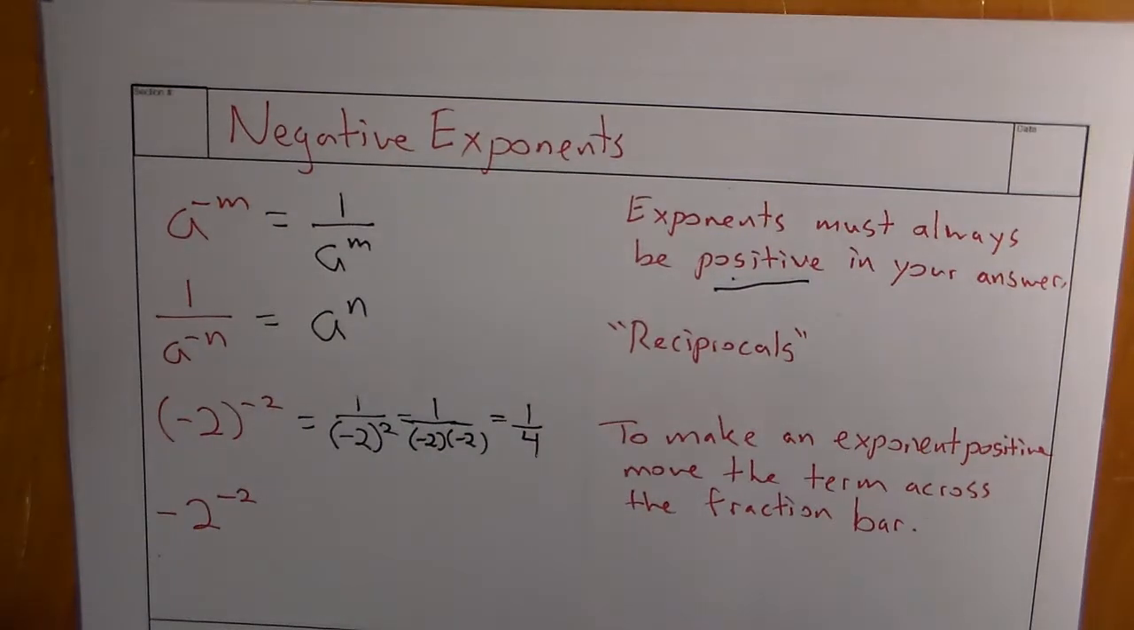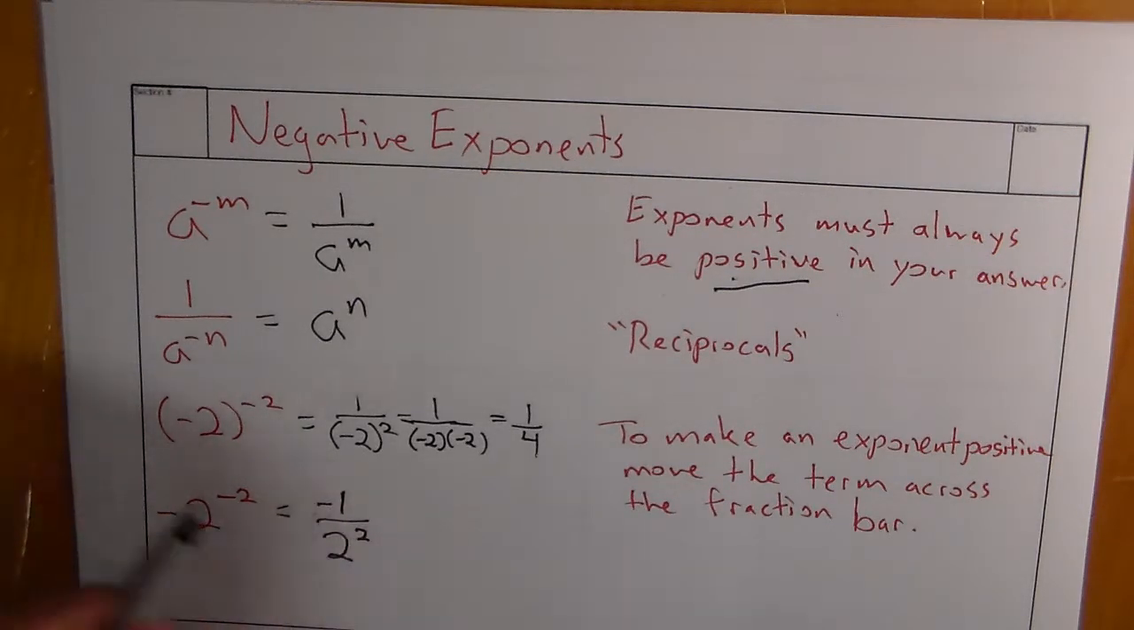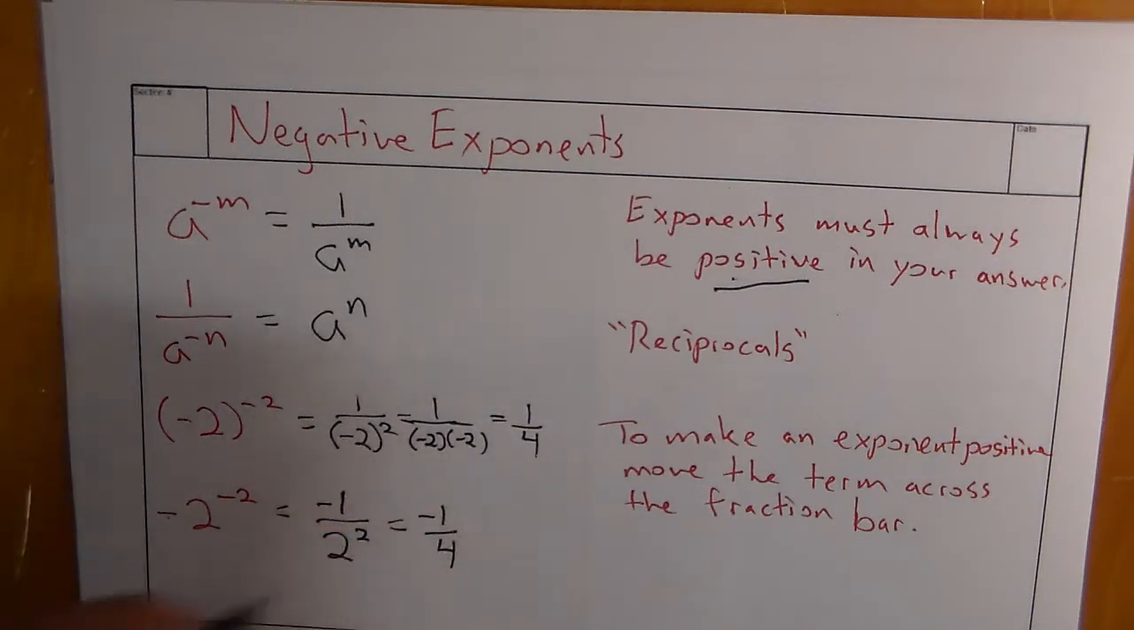you a positive 1/4. Now when I go to the next one where it has no parentheses, and I take the negative exponent to make it positive, the 2 comes down to become positive, but the negative, because it's not attached to the 2, stays at the top. So now it's 2 squared on the bottom, with a negative 1 at the top, which gives us an answer of negative 1/4.